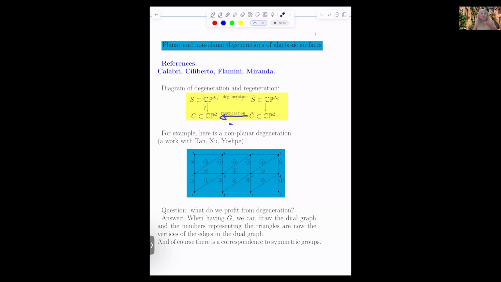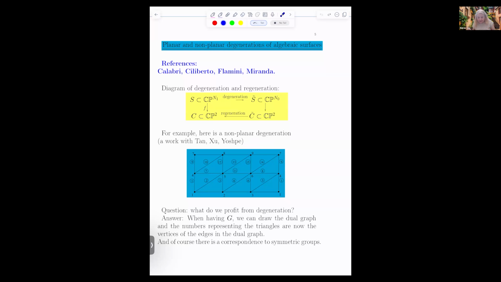So I cannot enter into details about this now. I just mention the methods that we use, but I want to concentrate on the new results and the new methods. This is just a part that we always use, but it's an older thing. And this example was taken from some work with Tan, Shiu, and Yoshpe. You can see here. But the question is, what do we profit from the degeneration?